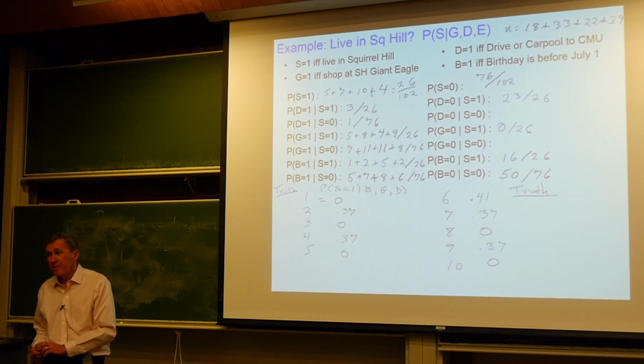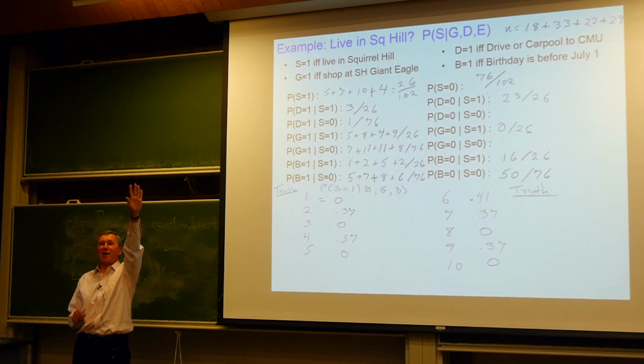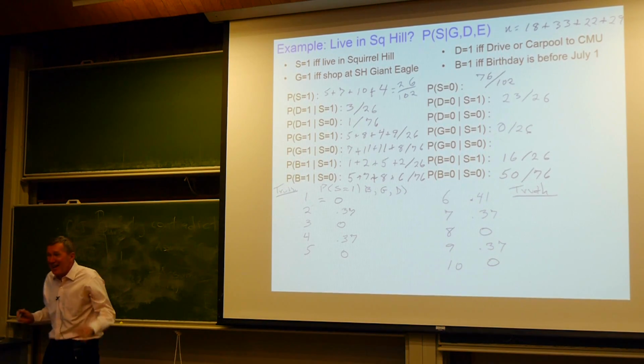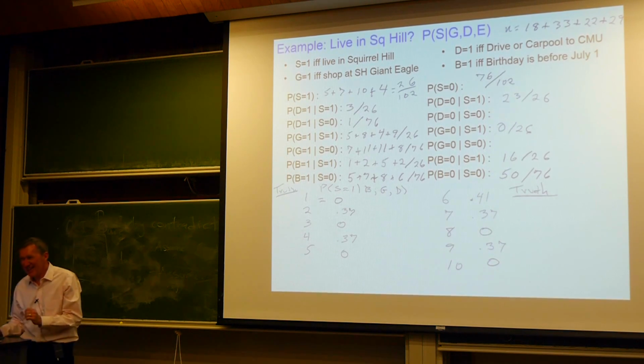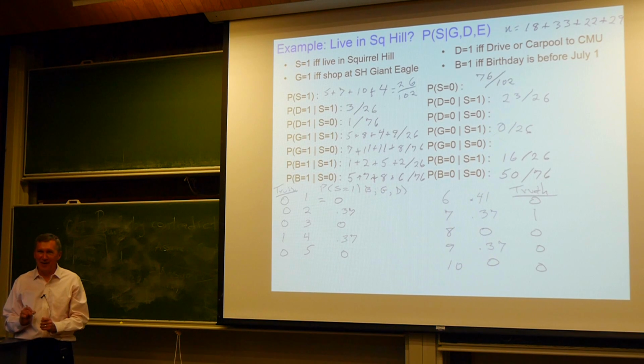So I think I did do it. I think you did it right. Okay, all right, the results are now ready. Here come the results. Okay, number 4 and number 7 live in Squirrel Hill, and the rest of the people do not. And so now we can ask, how accurate is our classifier?